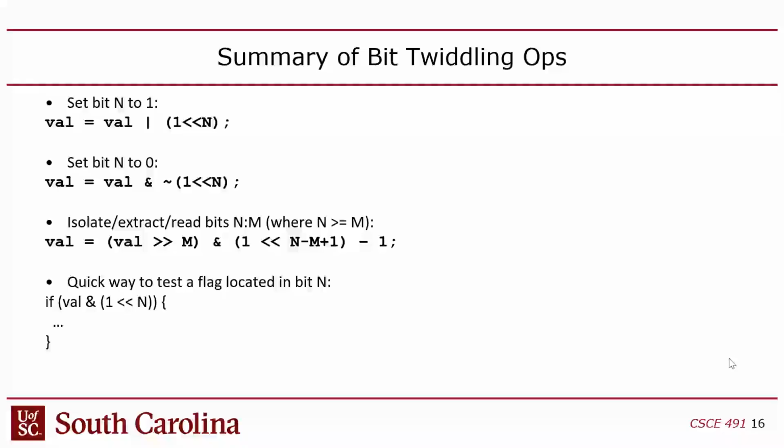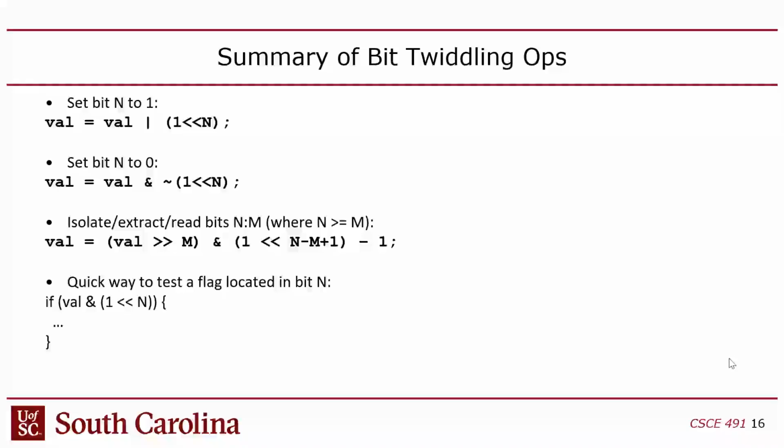So I'm going to take the value and shift it by m, which is the least significant part, right? And then I'm going to AND it with n minus m plus 1, which is the number of bits of that field. Shift that to the left, subtract 1, and then AND it together, right? You guys with me? So this will isolate bits n down to m and then also right justify them.